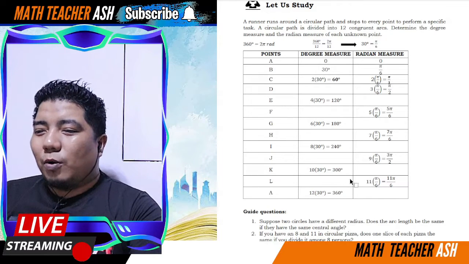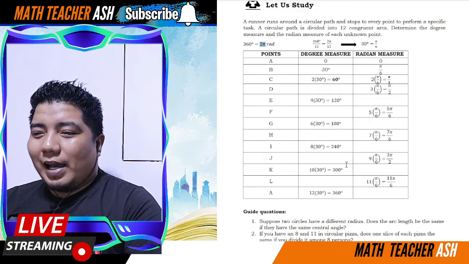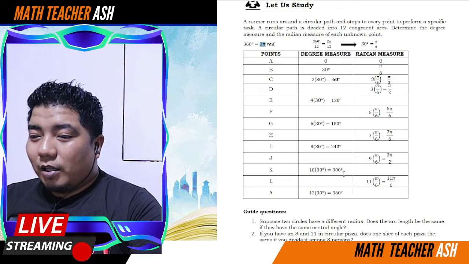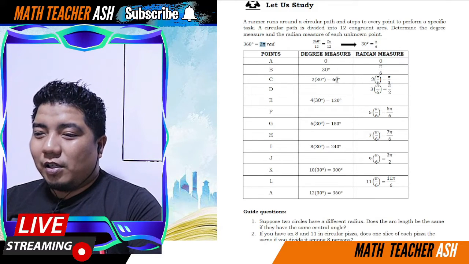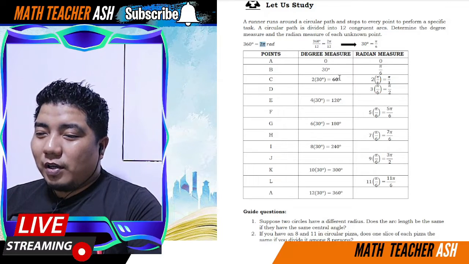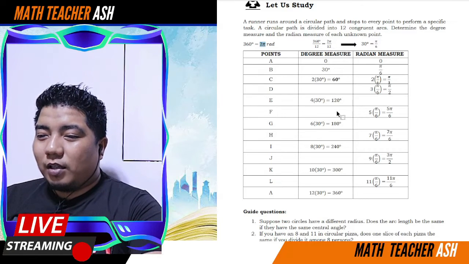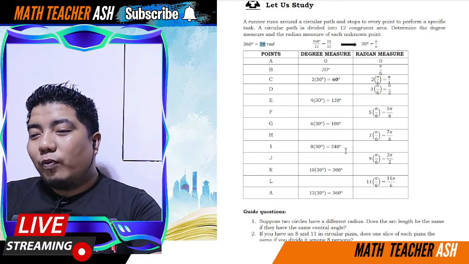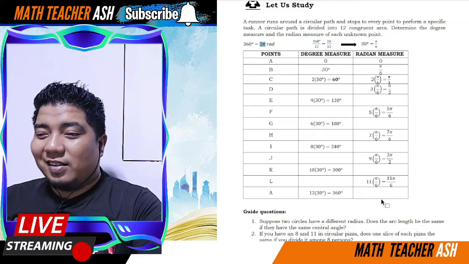Okay, so if it is 360, it is 2 pi. 2 pi ang ilalagay dito. Of course, ito 300, 240, 180, 120, 60, 30. So by 30 yata ito. Okay, by 30 ito. So as you can see, this is 30, 60. Of course, this is 90, 120, 150, 180, 210, 240, 270, 300, 330, and then 360.